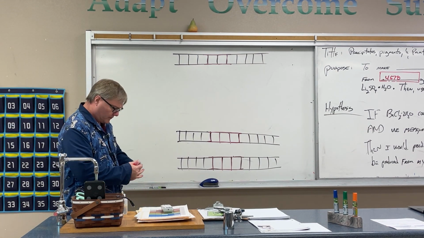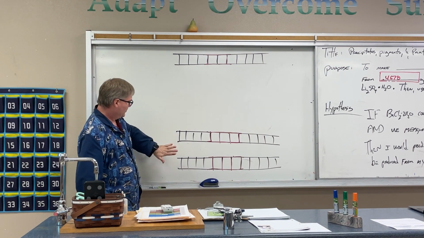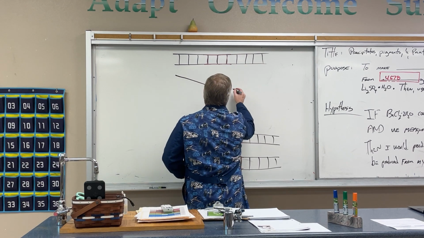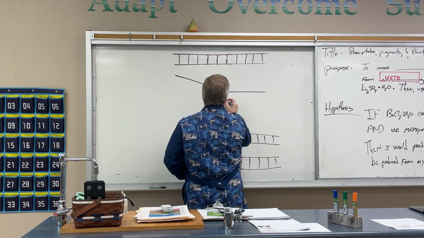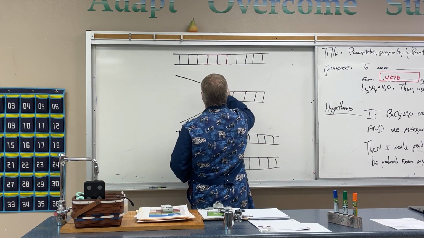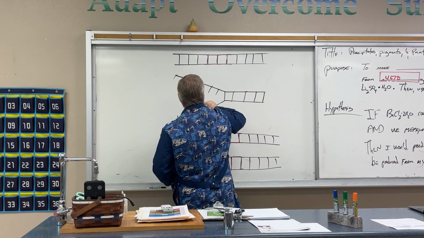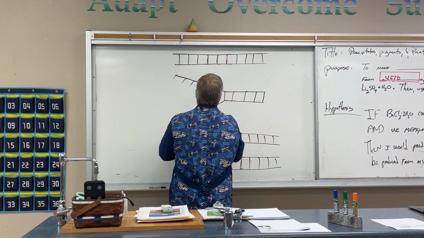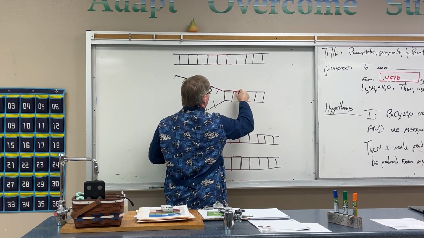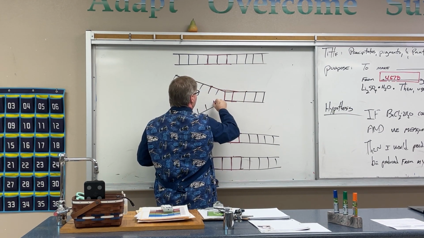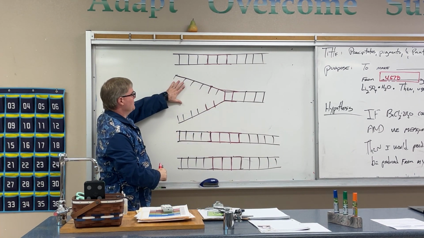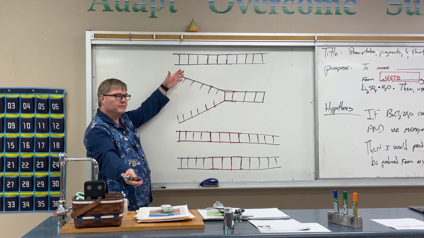So, okay, how do we go from here to here? Well, the way you show that is you show this intermediate stage called a replication fork. All right, and so what the replication fork represents is the fact that the DNA to be copied is opened up, unzipped.